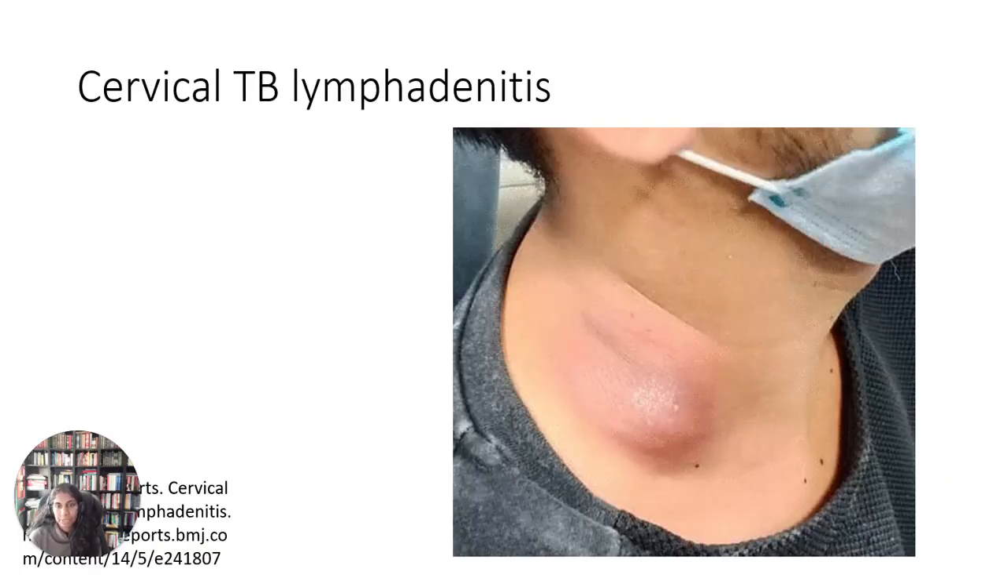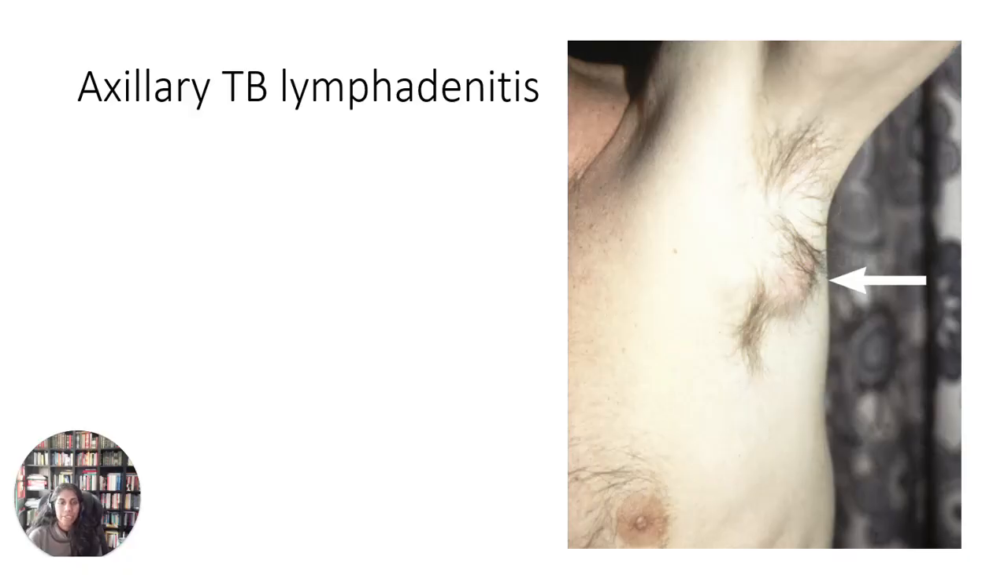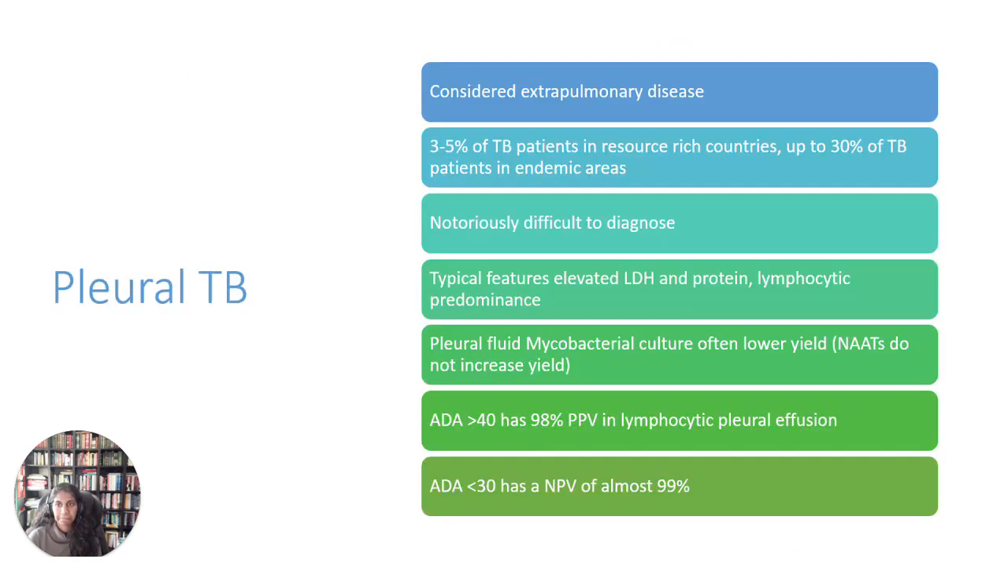So here's an example of cervical TB lymphadenitis, where you see the cervical lymph node with edema and overlying erythema. And here is an enlarged lymph node in the axillary space with overlying erythema.